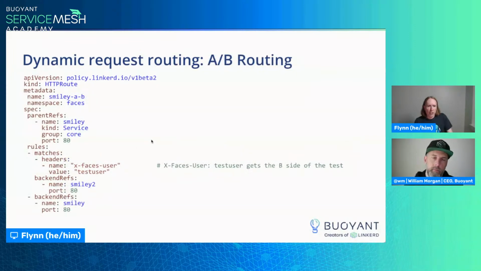The kind of header-based match that William was talking about a second ago that we might use for an A/B test, for example, you keep the same object, but you throw in this HTTP route matches object. So this particular one will be, if you see a header with the name x-faces-user, and this is all case normalized, so you don't have to worry about that, and it has the exact value of test user, then route that to the pods that belong to the Smiley2 service. Otherwise, route the request to the pods belonging to the Smiley service.